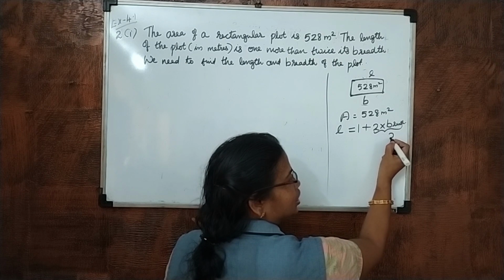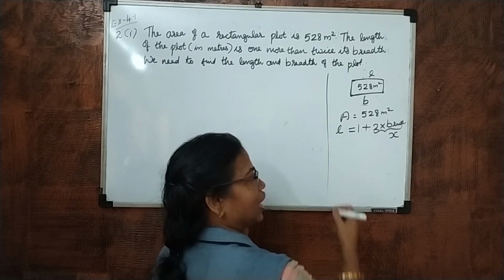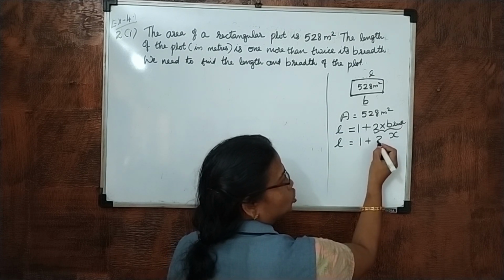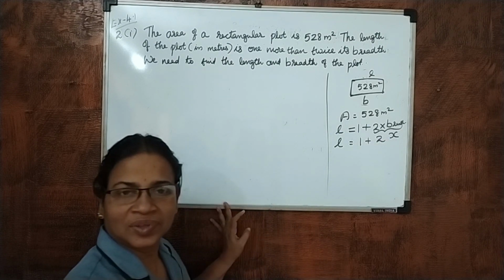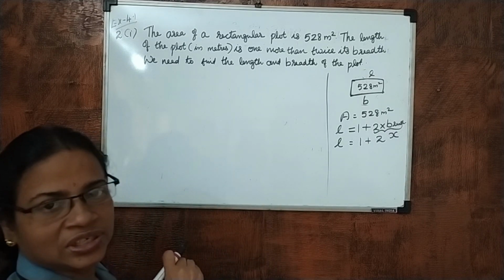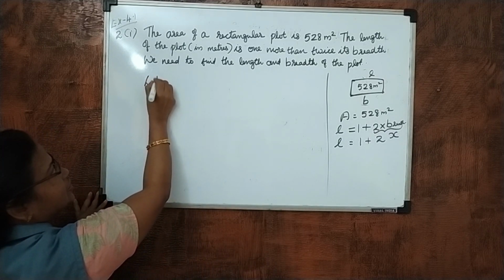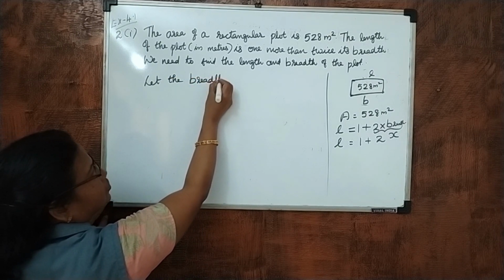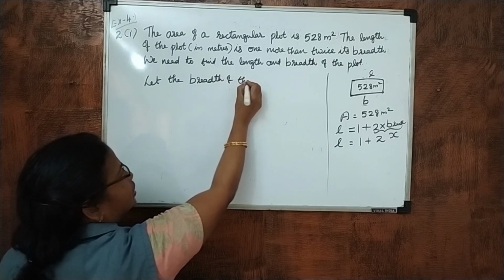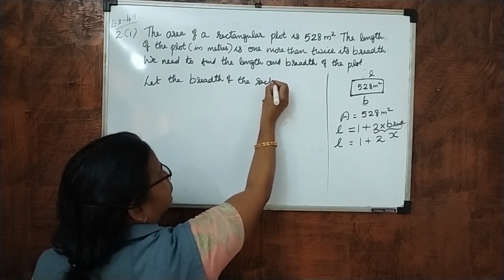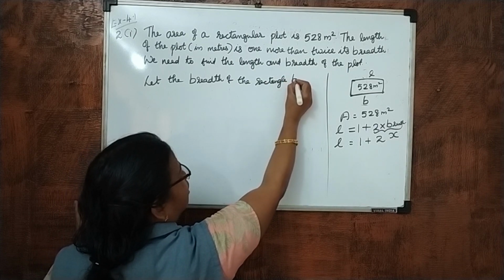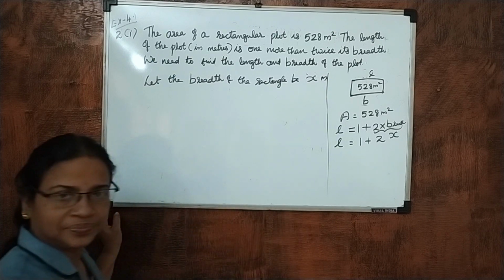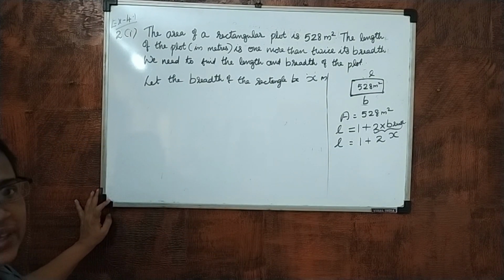So let the breadth be x. So what about L then, or length? Length is equal to 1 plus 2x. Clear? So here we have to write, what do we have to write? Let the breadth of the rectangle be x. It is in meters, so x meter. Clear?